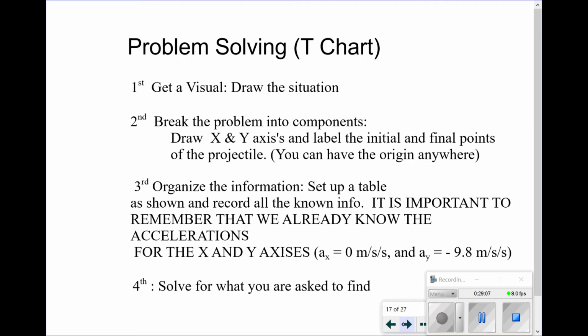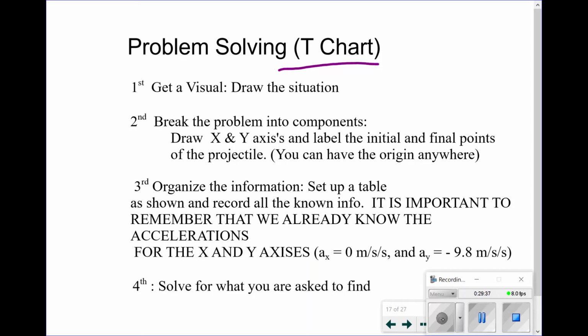This is going to be very similar to when we had boats trying to cross a moving river, because I had motion along both the X and Y axis. So we're going to use a very similar method again. We're going to be using a T-chart. Again, the first thing we want to do is draw the situation so we can get a visual. We're going to break everything up into components, especially my velocities when I'm fired at an angle.